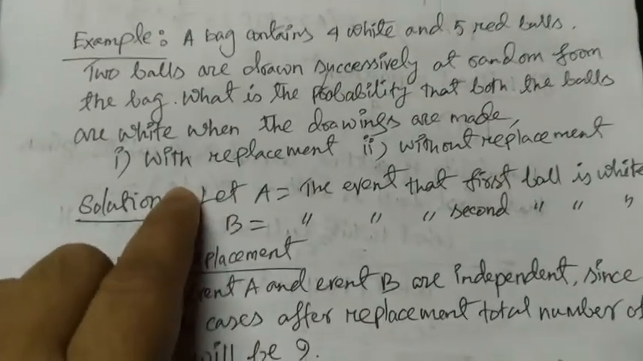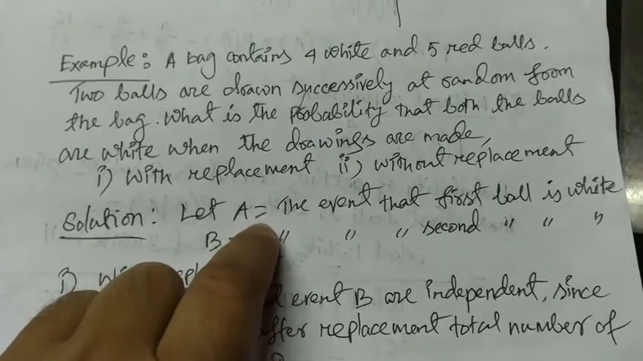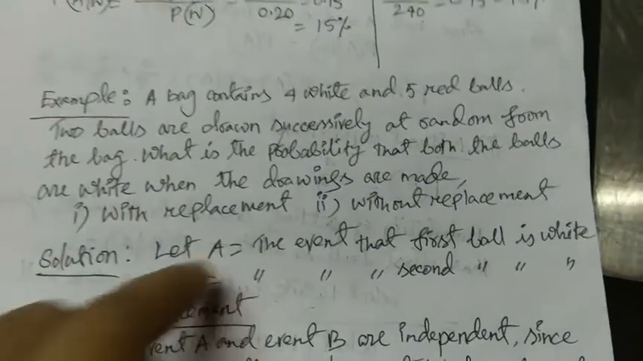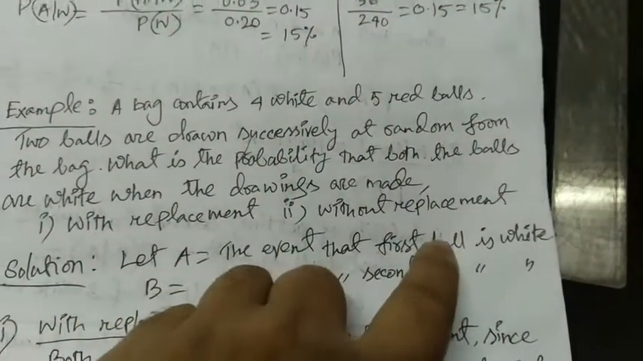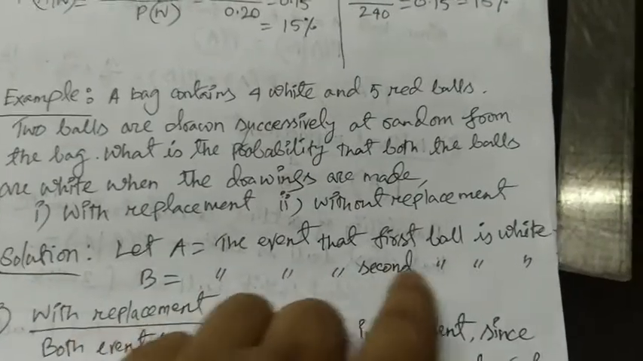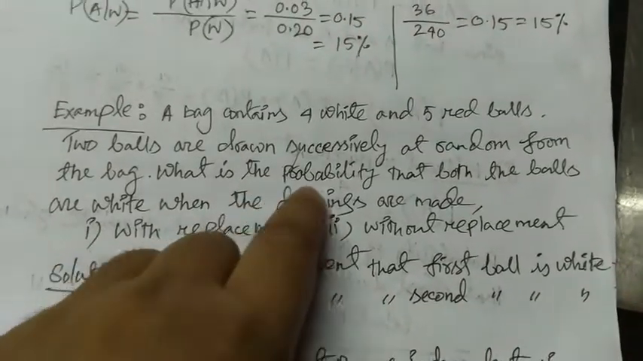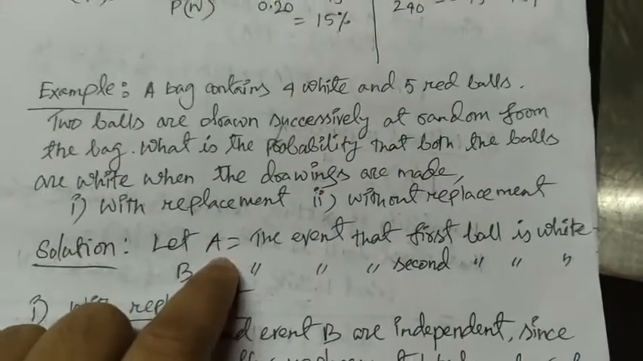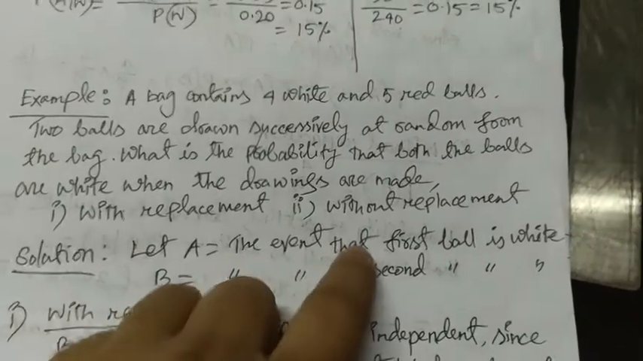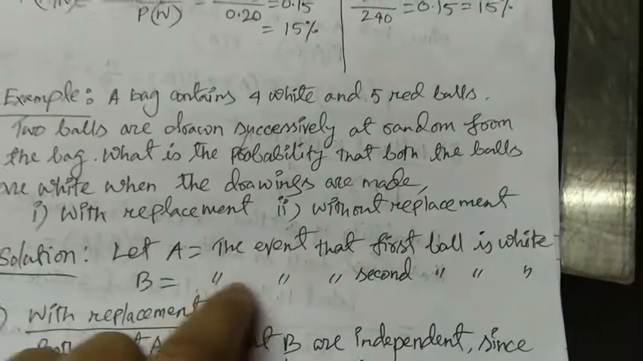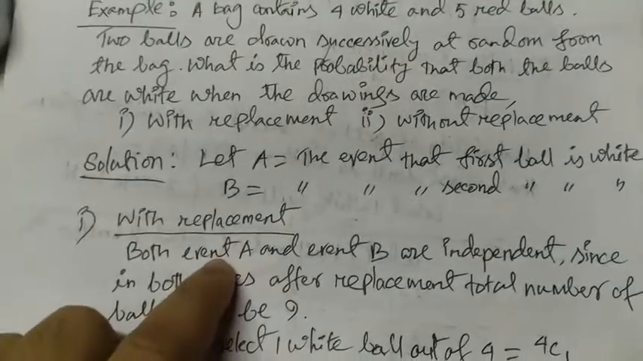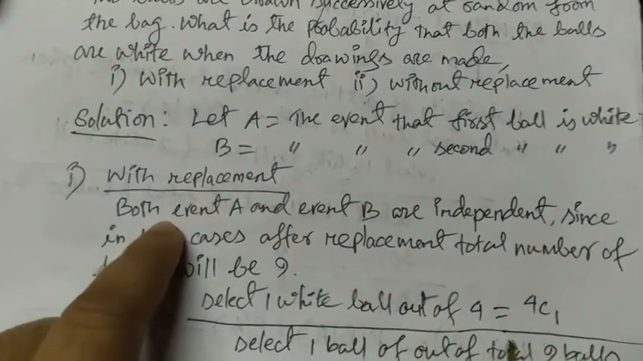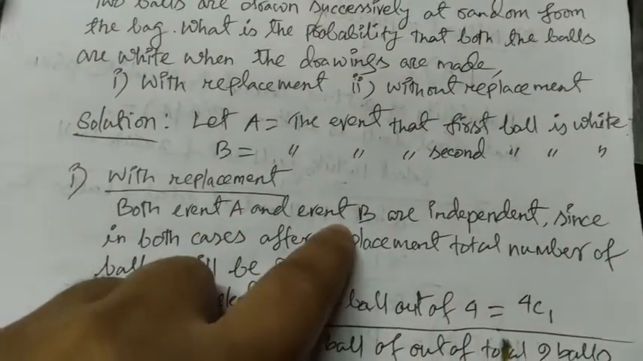So let us solve the first part. Let A be the event that the first ball is white. Since you are picking 2 balls, let A be the event that the first ball is white. Let B be the event that the second ball is white. Since the question is asking what is the probability that both the balls are white, we are denoting event A as when the first ball is white, and event B as when the second ball is white. So now we will solve the first part, with replacement. With replacement, that means both event A and event B are independent.